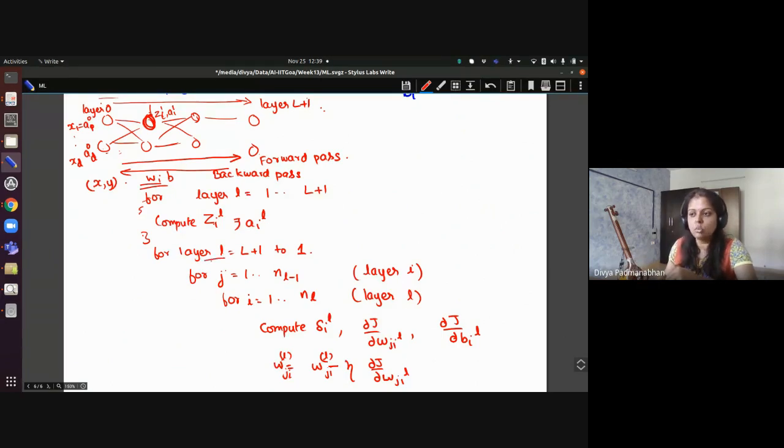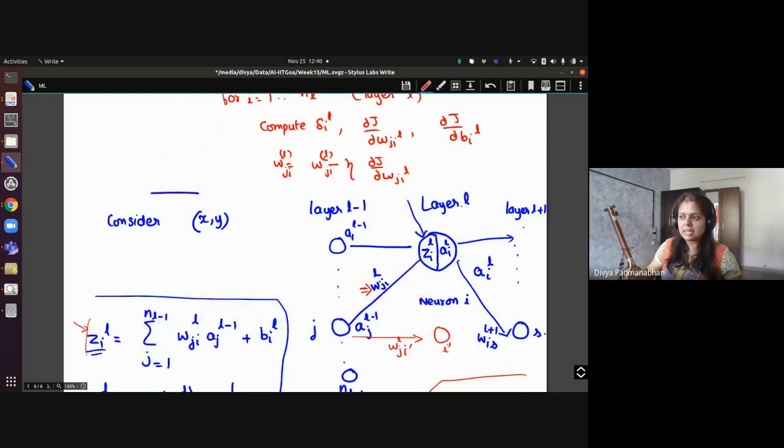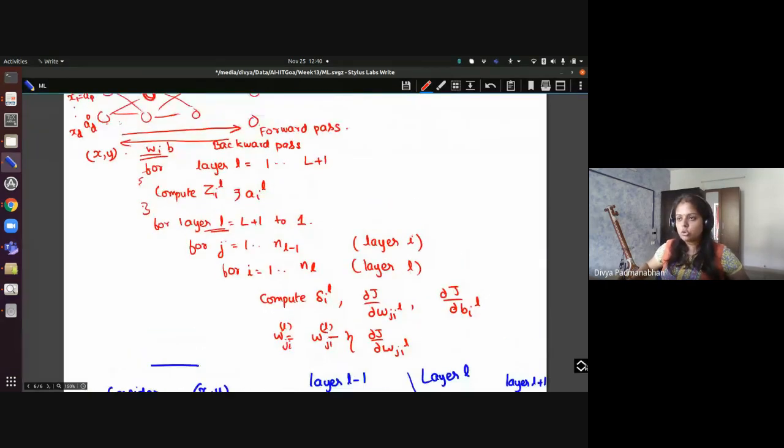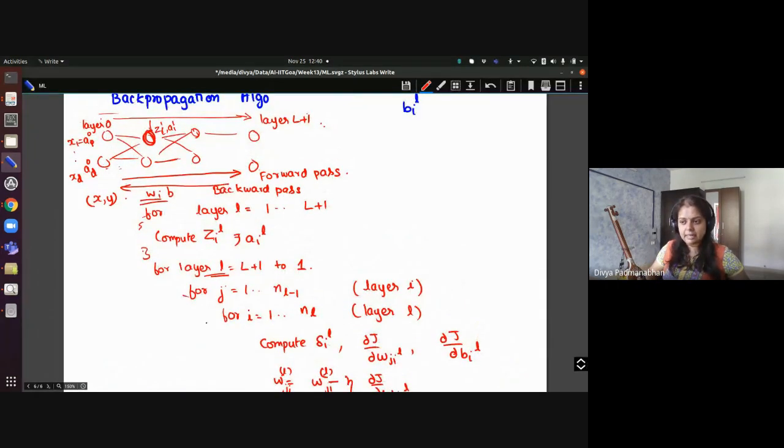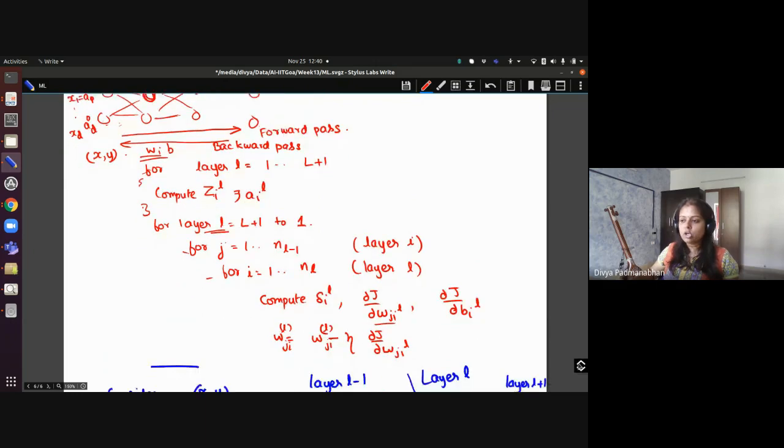So for each layer, what you're going to have is WJIs, where J is from the previous layer, right? So this was layer L and the J's came from the previous layer and the I's were in this layer. So what you do is you fix the J's and the I's. So you have to iterate over this. You need to compute that many dou J by dou WJI's. And what you do is you compute the delta ILs. And delta ILs, I'll tell you how you do that.